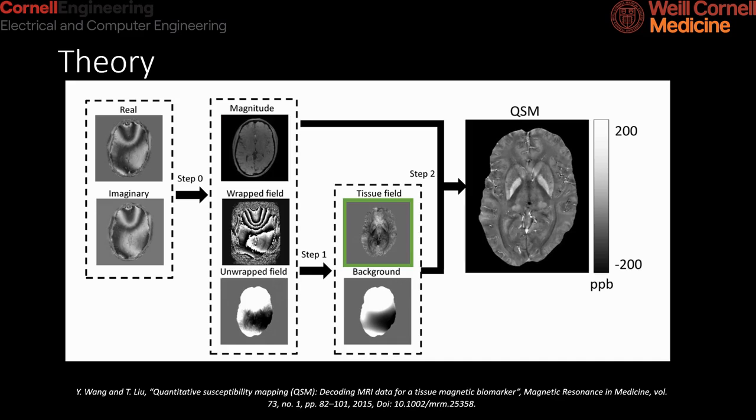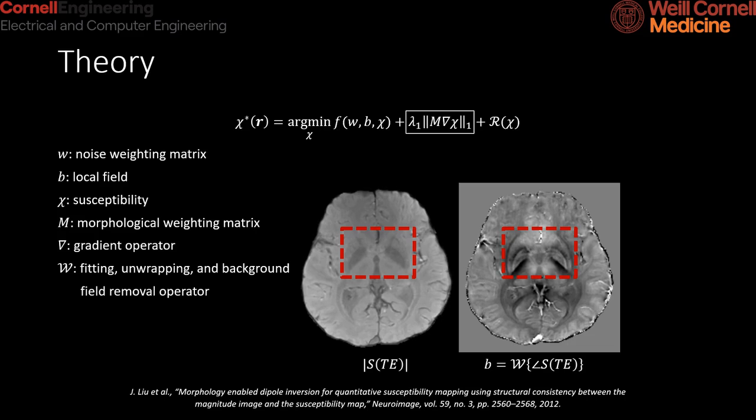Here, we propose using the tissue field from the unwrapped phase data for the mask M instead in the regularization term. The cost function to minimize is shown above, with F representing the data fidelity term and R representing the L2 regularization term. The focus of this talk is the L1 term, containing the mask M that I mentioned.